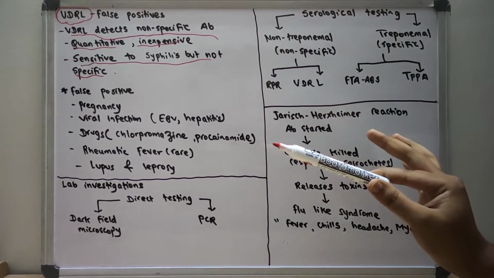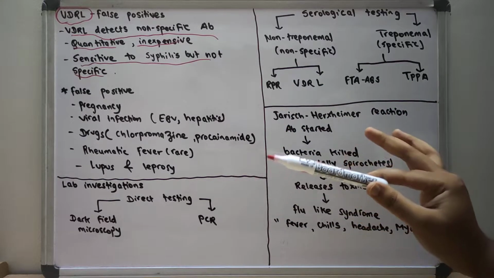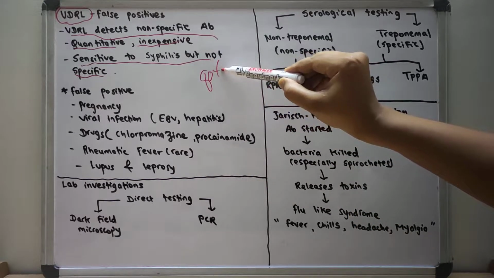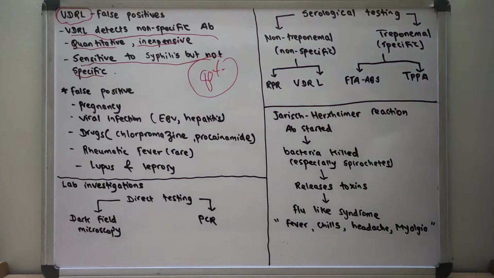In primary syphilis, in 80% of the cases the VDRL is positive.